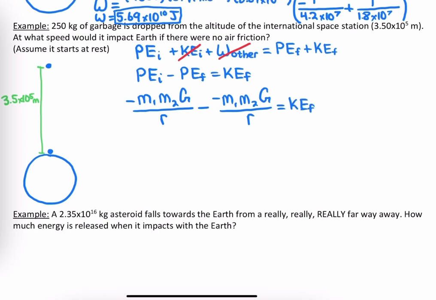And again, if you like to just get into the calculator as soon as you can, plug numbers in at this point. We know M1 is 250. We know M2 is the mass of the Earth. Big G we obviously know, and these two R's are going to be different. In this case, the first one is R initial. This guy goes with potential energy initial. The second one is R final. So I should probably label them as such.